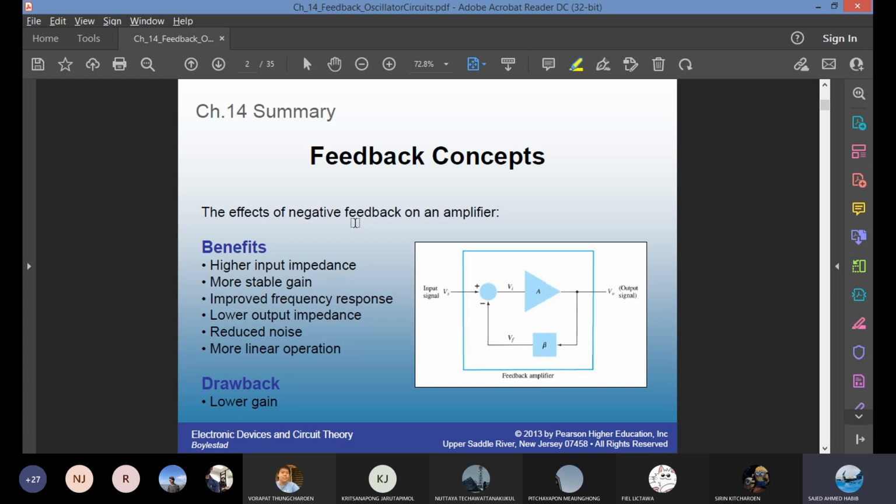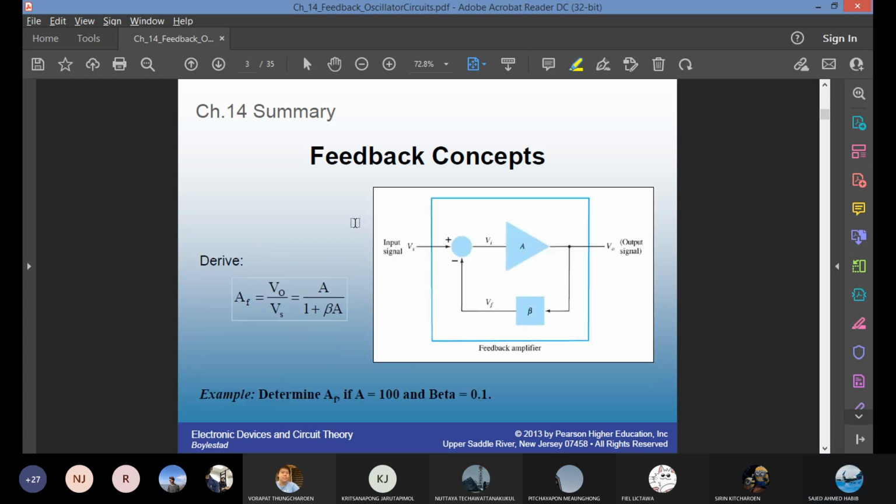The benefits of feedback: you will get a higher input impedance, so it reduces the noise. The gain will become less but more stable. You will have increasing bandwidth and improved frequency response. These are some of the benefits. Operation is going to be linear. The drawback, meaning the disadvantage, is you have a lower gain. That's the compromise you have to make with feedback connection.